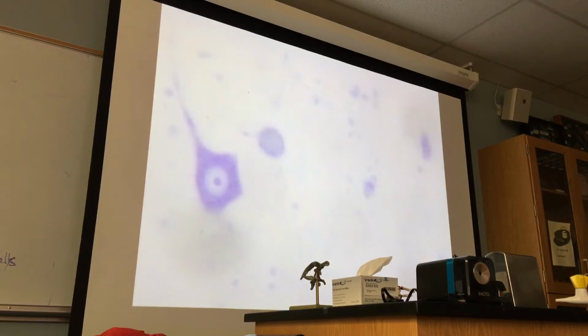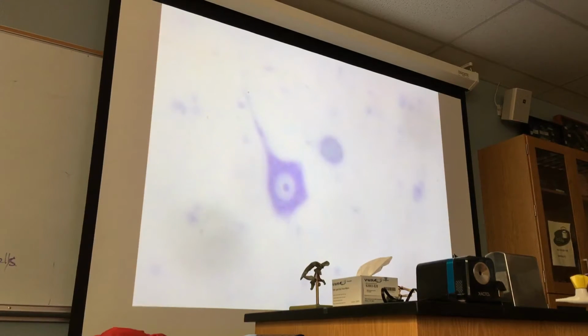Oh, fantastic. The beauty of microscopy: when your focus becomes bad to worse, you come in the opposite direction. Do you get that?